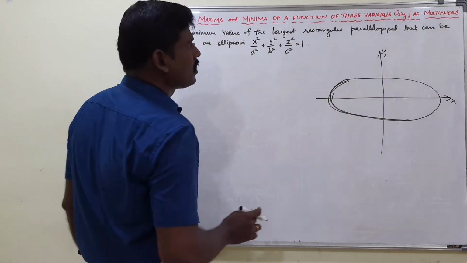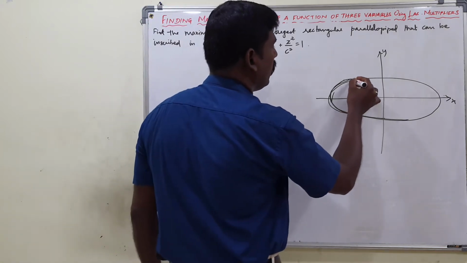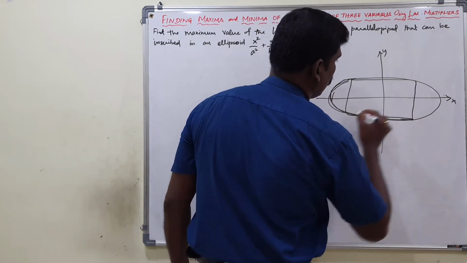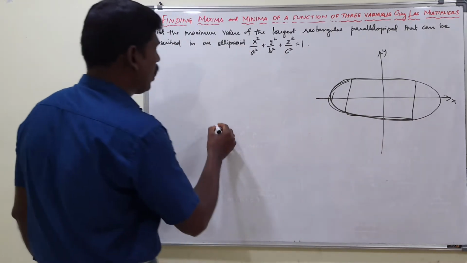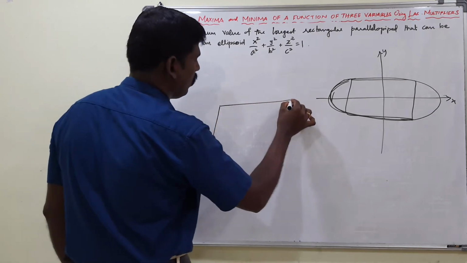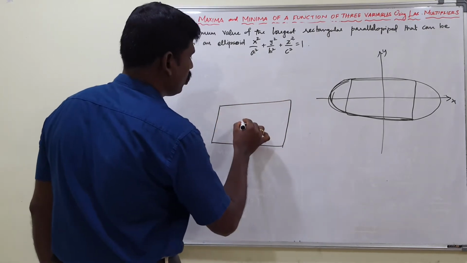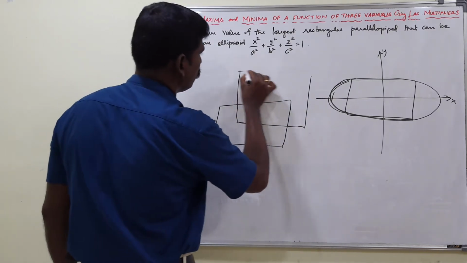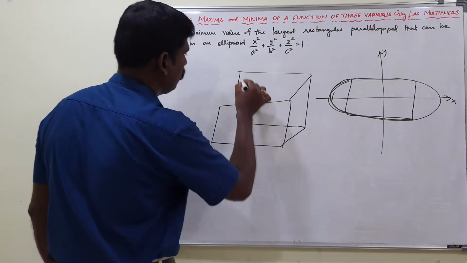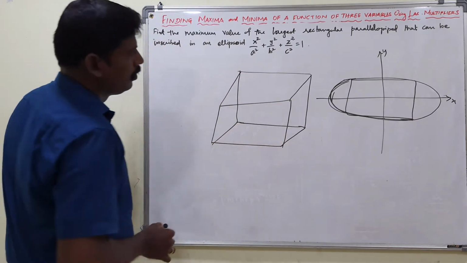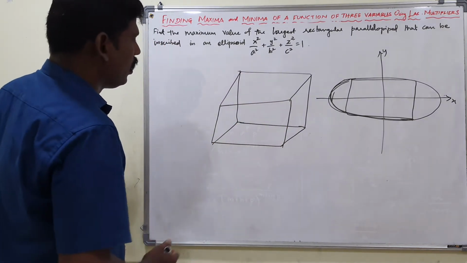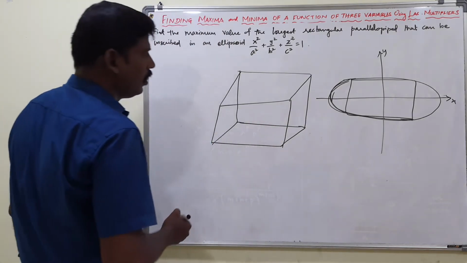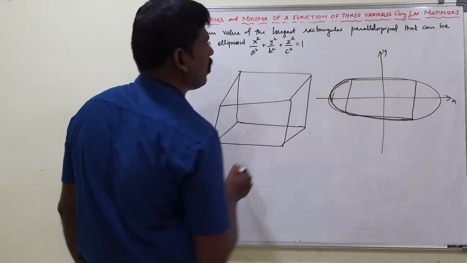What is the largest rectangular parallelepiped inscribed in an ellipsoid? What do you mean by parallelepiped? A 3D rectangular shape, isn't it? It differs from a cuboid just by slanting of the sides. So this is the rectangular parallelepiped.